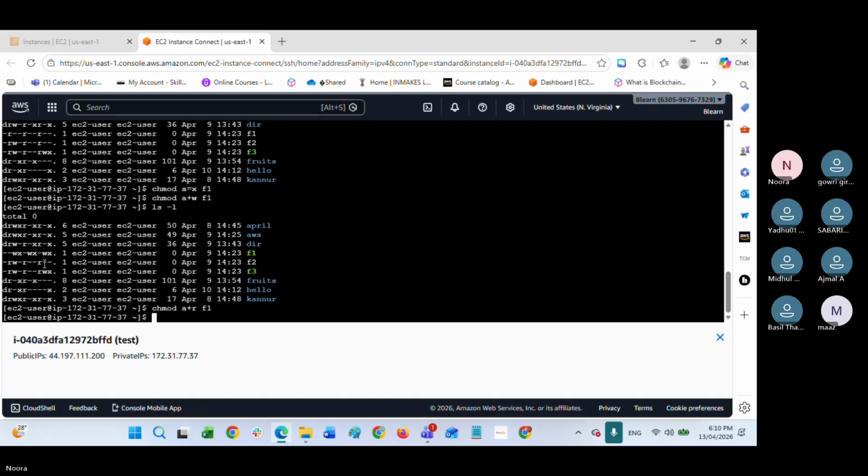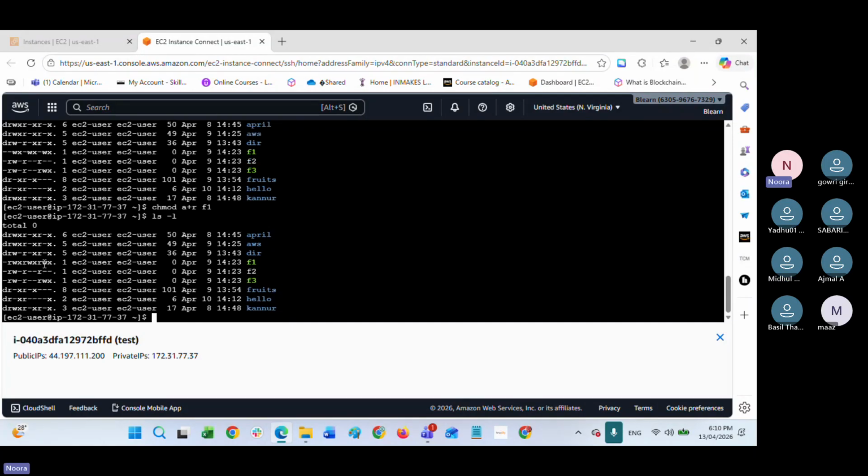How it will be? r--r--r--. That's a plus r. All permissions are okay, right? So when we say all permissions, how will the expression be? rwx. Yes. Okay.